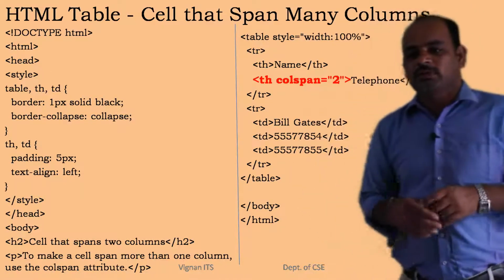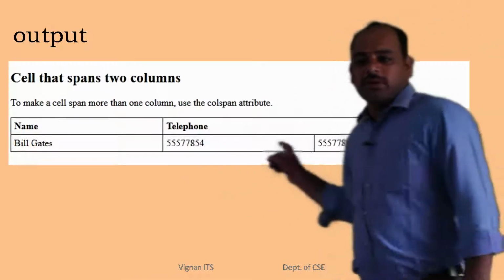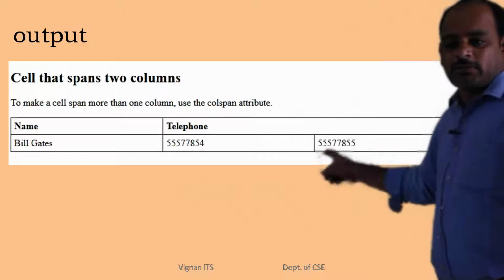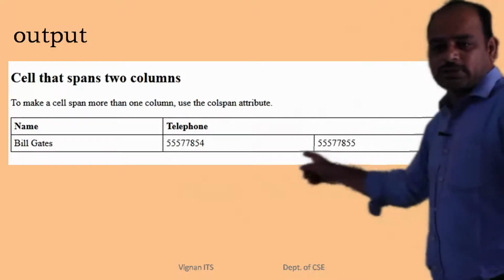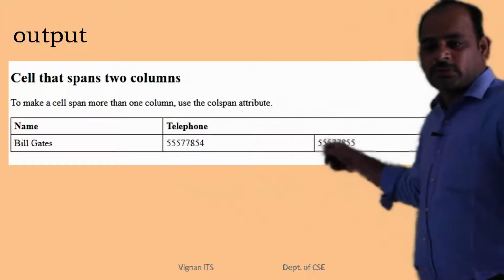So you can see in the output. See here, name is with one column. Here the telephone is spanned across multiple columns. We have the two columns, right? So under the two columns, the telephone column is there, which is spanned across the two columns.